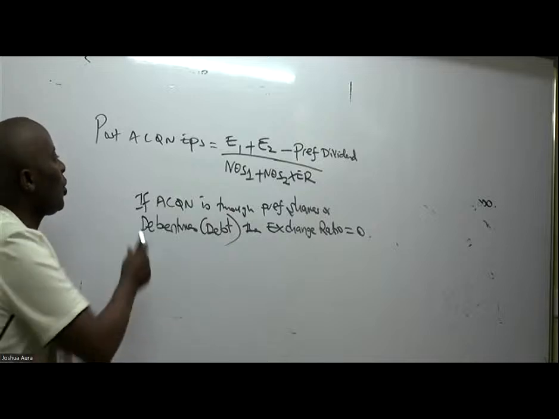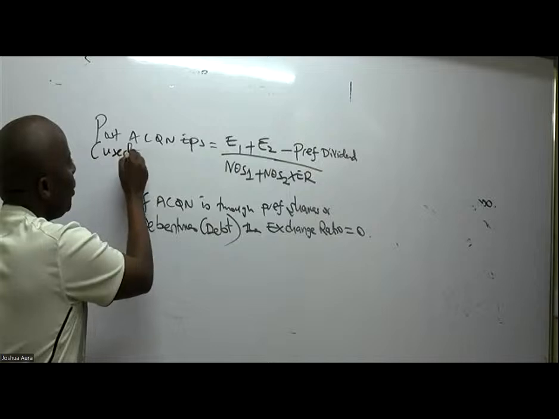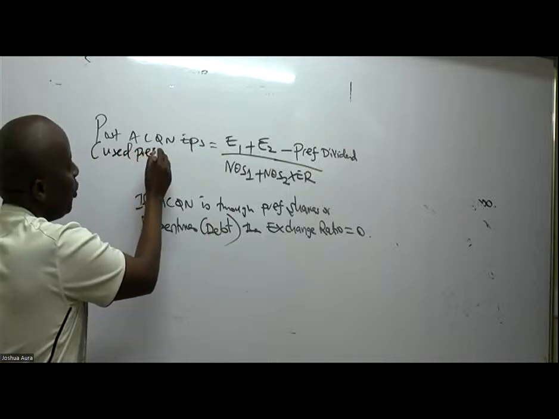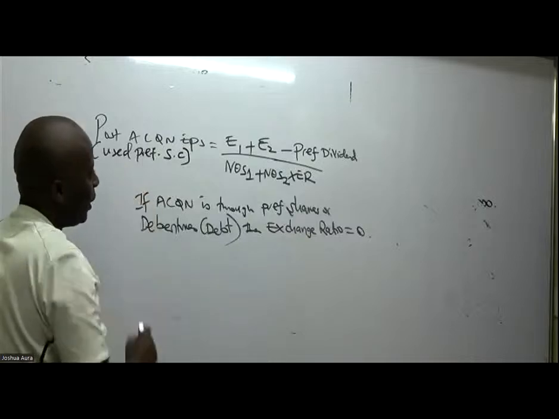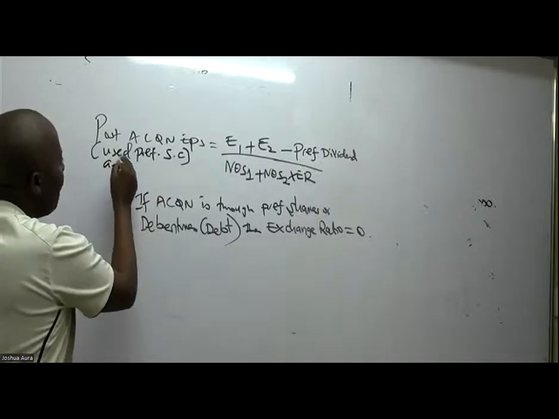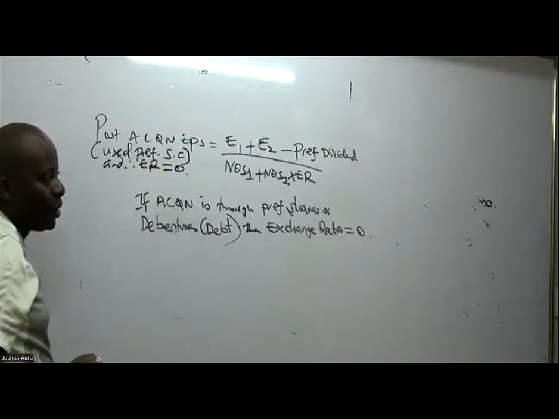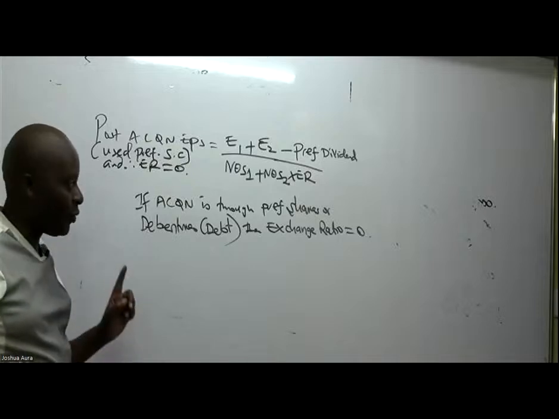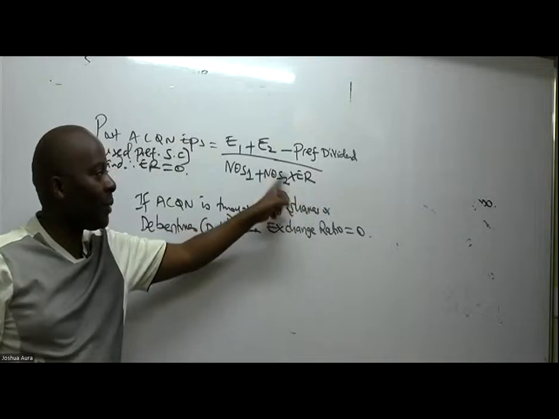If you look at the question that I'm trying to handle here, they used what here? They used preference share capital, and that is why I'm paying preference dividend here. And therefore, the exchange ratio here must be 0. This is very interesting. If this exchange ratio is 0, then I can see something disappearing.